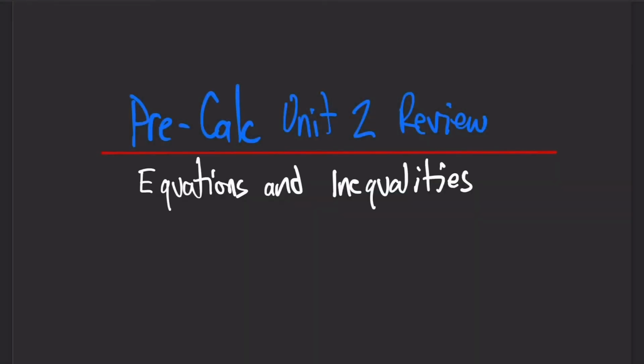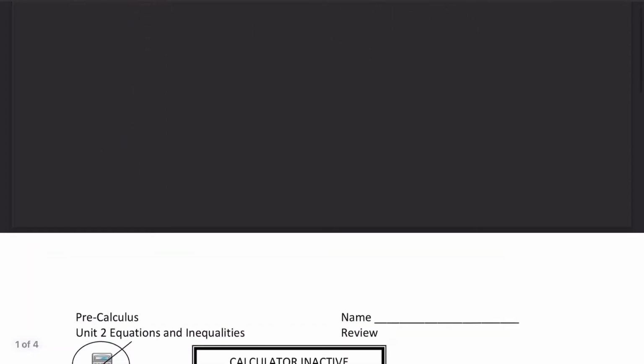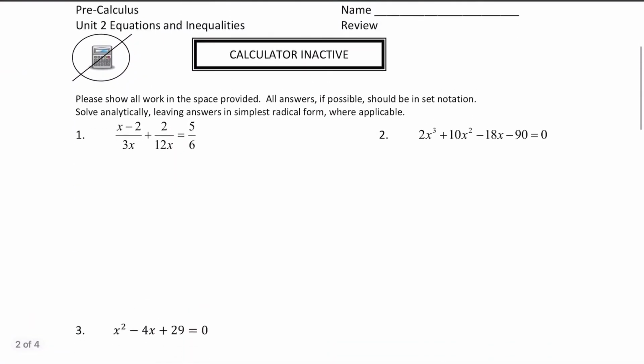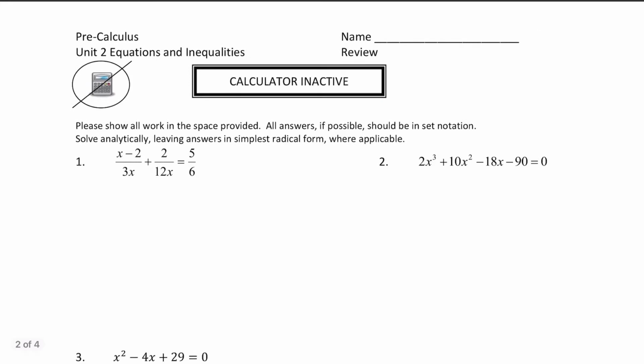Hey everybody, welcome to Pre-Calc Unit 2 Review, Equations and Inequalities. In this video, I'm going to work out the solutions to the hard copy of the Unit 2 review I gave out. So the first section here is going to be calculator and active.